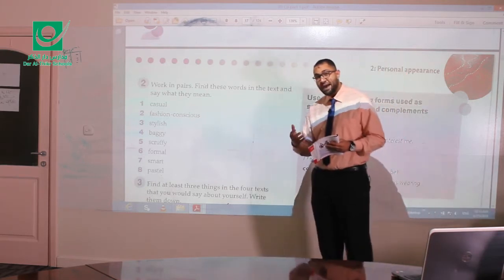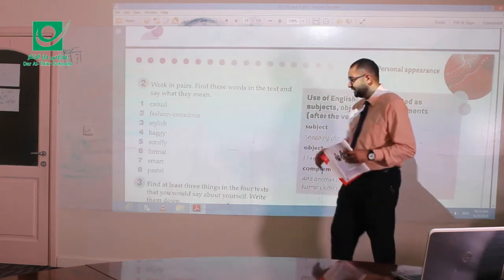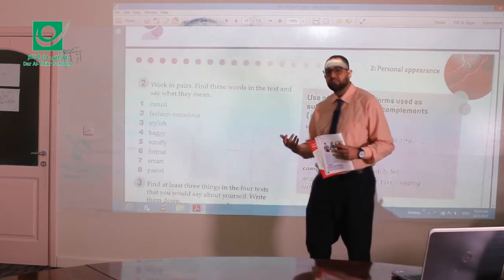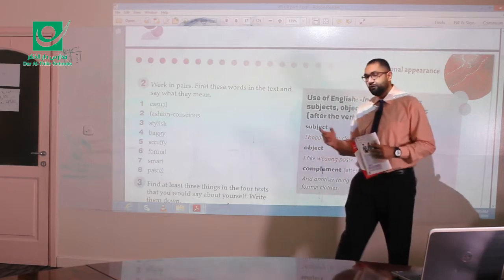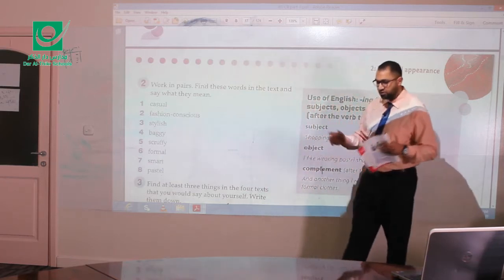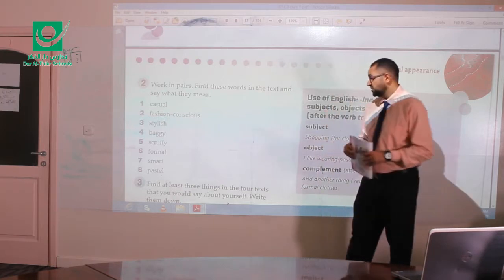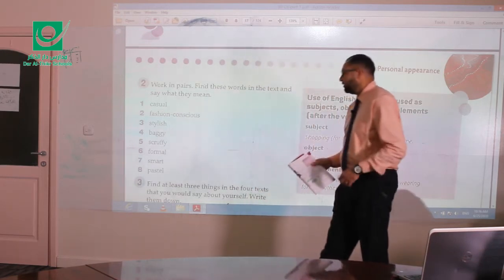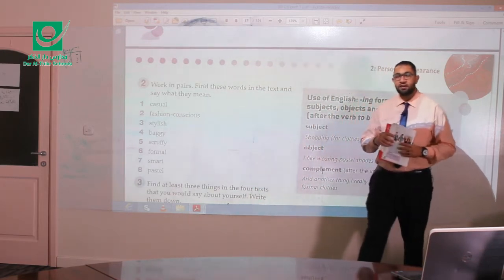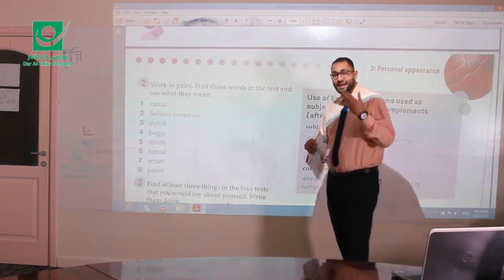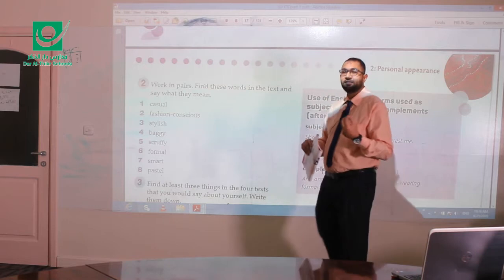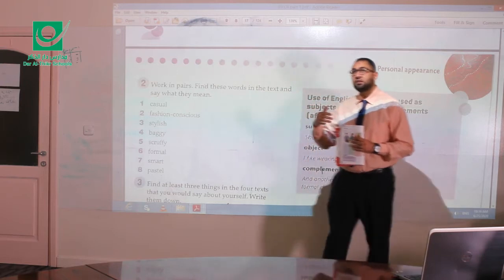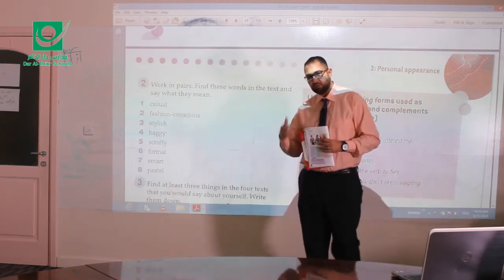4, baggy, which is loose fitting. Thank you, it's not tight. Scruffy. Scruffy is untidy. Thank you. Formal. Yes, we know the meaning of formal, so it's suitable for official occasions. Also someone who looks smart, so he's well dressed and tidy. Yes, pastel shades, and this is something we need to highlight. When I say pastel, it's pale. The pastel shades of color, so it's the pale color. Like when I say pastel yellow, it's pale yellow. Pastel blue, so it's pale blue, and so on.